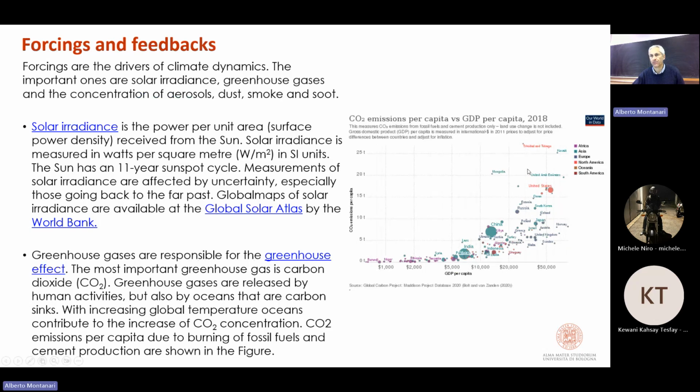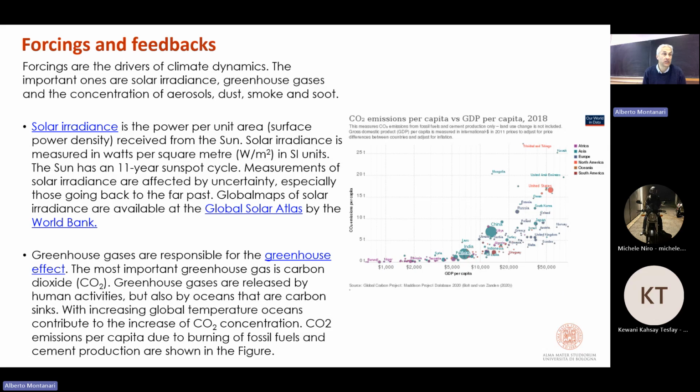This graph is taken from Our World in Data. CO2 emissions per capita versus gross domestic product per capita, 2018. CO2 emissions are on the vertical axis and the gross domestic product, what is called in Italian prodotto interno lordo, is on the horizontal axis. What you see is that, starting from a gross domestic product per capita of about $5,000 US dollars, there is a clear increase of emissions.